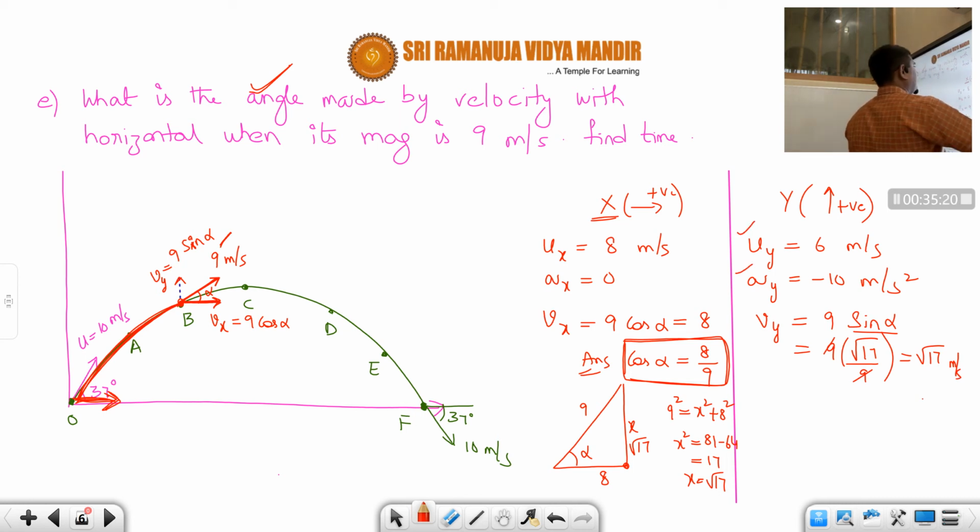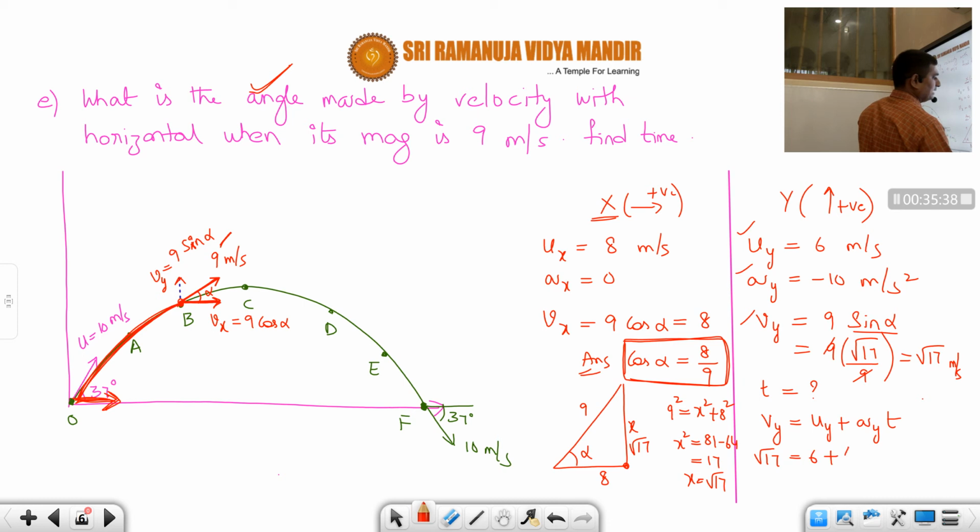So now I know uy, ay and vy. I need to get time. So I can get it from y direction, by using the equation vy is equal to uy plus ay into t. So what is vy? Root 17. What is uy? This is positive only I got. That means it is upwards.